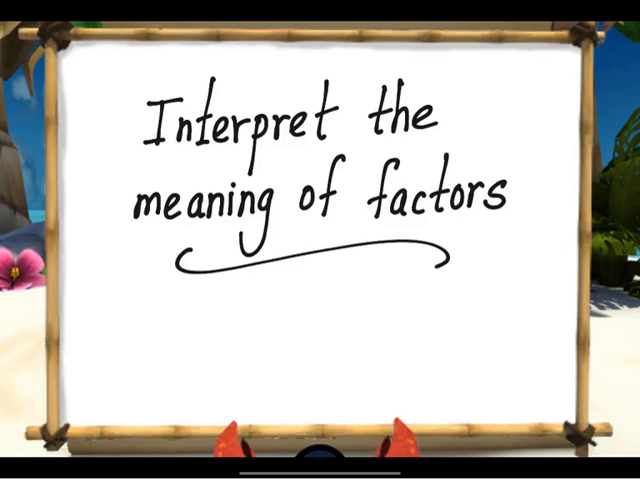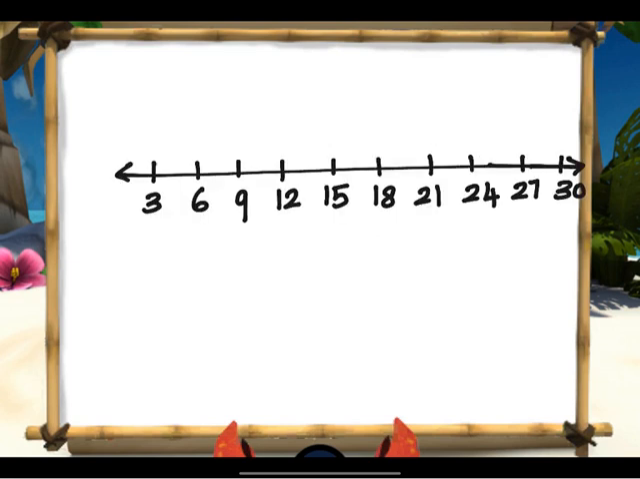Interpret the meaning of factors. Let us have a quick warm-up. Let us count forward and backwards from 3 to 30.